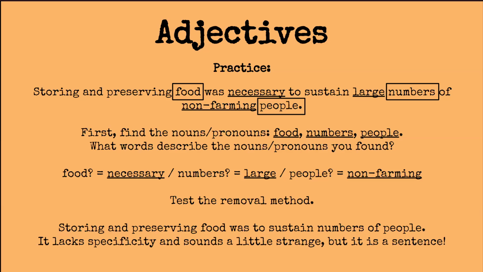Storing and preserving food was to sustain numbers of people. It's still technically a sentence. It's definitely not as specific as it was before, but it is still a sentence. So hopefully you're seeing kind of how I'm walking through this process. I identify the nouns first. That helps me locate what words are trying to be modified, and then I look for the adjectives that modify those nouns or pronouns. Okay, let's look at another one.